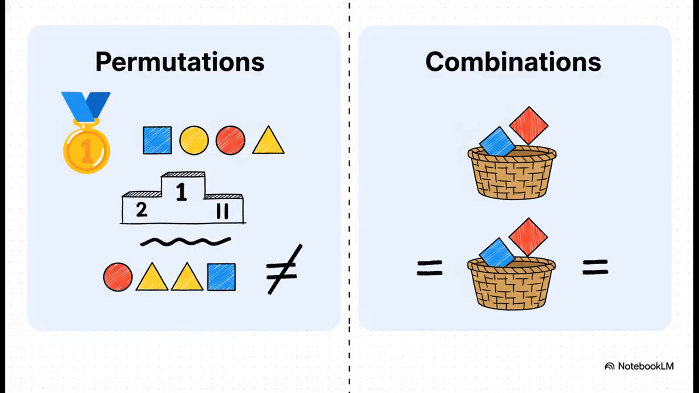So this slide just lays it all out perfectly, side by side. On the left, you've got permutations, where order matters. Think rankings, codes, that sort of thing. On the right, combinations, where order does not matter. Think committees, groups, pizza toppings. This is it. This is the core distinction you've got to remember.